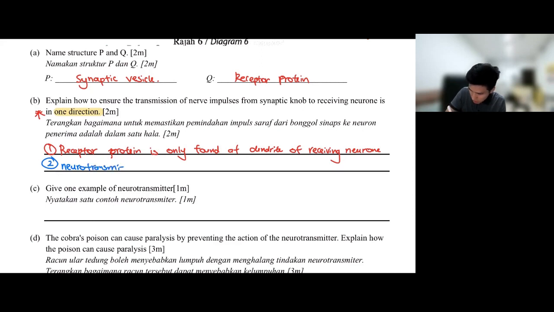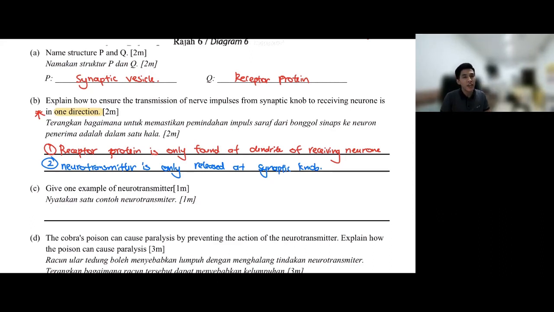Neurotransmitter is only released at the synaptic node. And we are almost there.